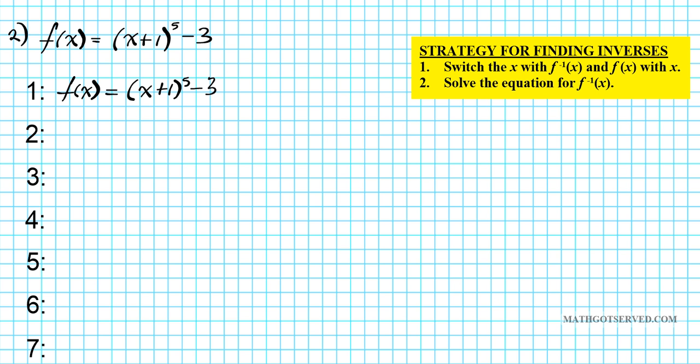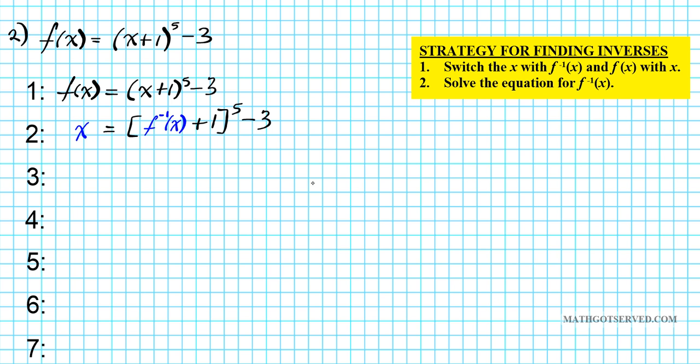Step number 1 is to switch the f of x with x. So let's call this x, that equals, and then we're going to switch x with the inverse of f. So this equals, instead of x, we have f inverse of x plus 1, and this entire thing raised to the 5th power minus 3. Okay, so what we have just carried out now is a switch.